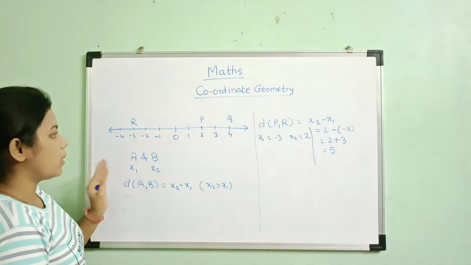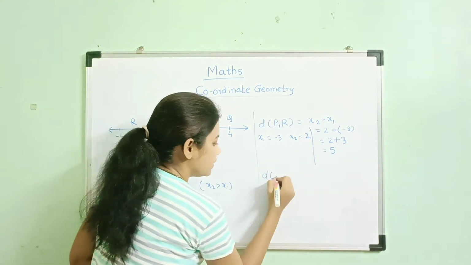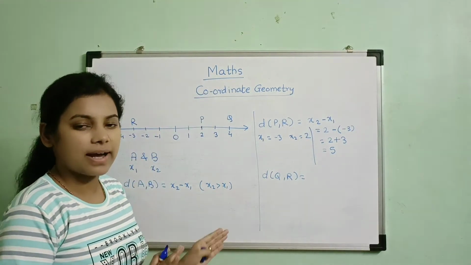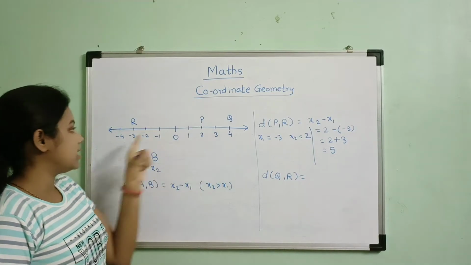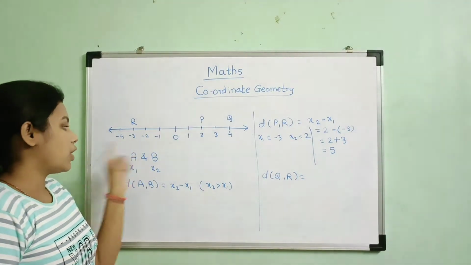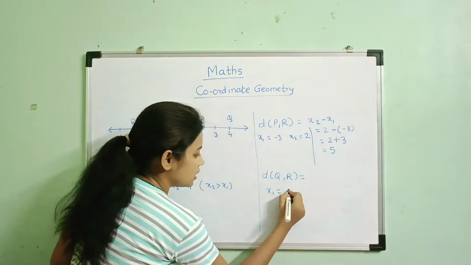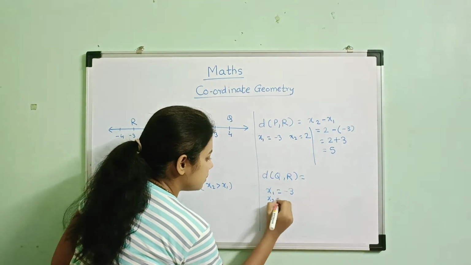Similarly, we are going to find the distance between Q and R. What will be the distance between Q and R? Distance of QR. Similarly, we will find what is x1 and what is x2. Here clearly 4 is greater than -3. Means what will be the x1? x1 is -3, which is the lesser number, and x2 will be 4.